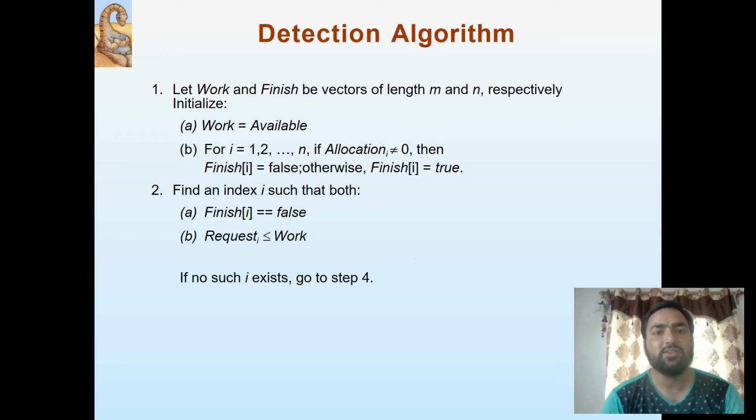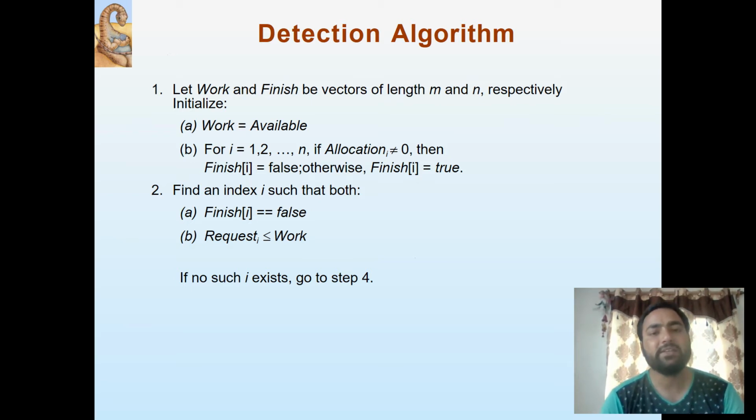For i equal to 1 to n, if Allocation is not equal to 0 then Finish is false, and if the Allocation is equal to 0 then Finish is equal to true. That means the particular process is completed if Finish is equal to true, and if Finish is equal to false then the particular process is waiting for the execution to complete.